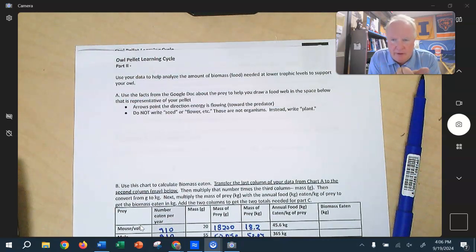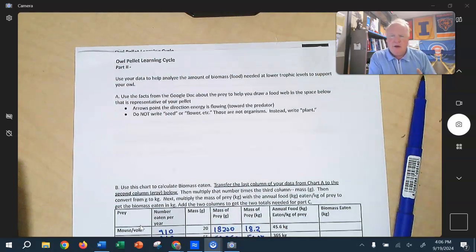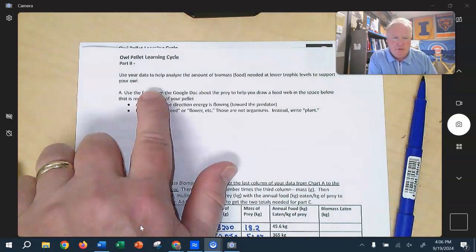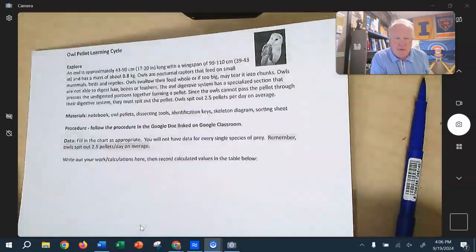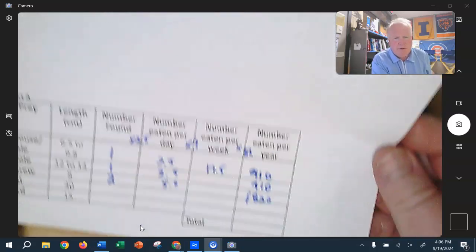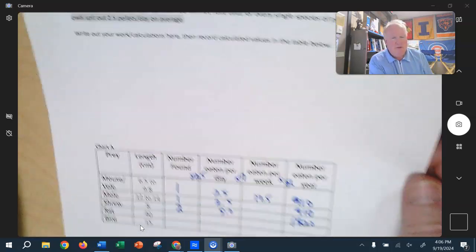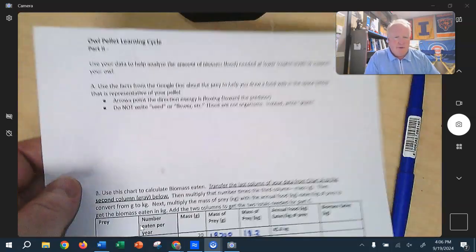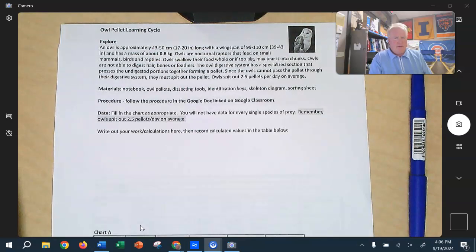First of all, if you haven't done the Owl Pellet Lab, you weren't here on Wednesday or Thursday, what you need to do is go to the front desk and grab two sheets. There's this one right here that's got a chart on the bottom and this empty spot. And then there's a second one that says Owl Pellet Explore. Okay, so this is chart A. This is page one, and this one is page two. Get some tape from the sub and tape those in.